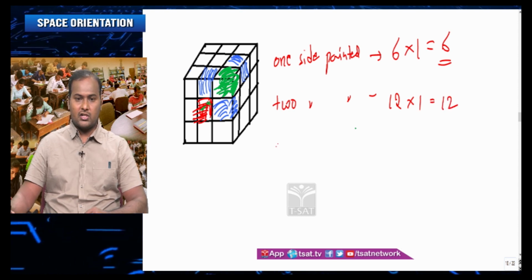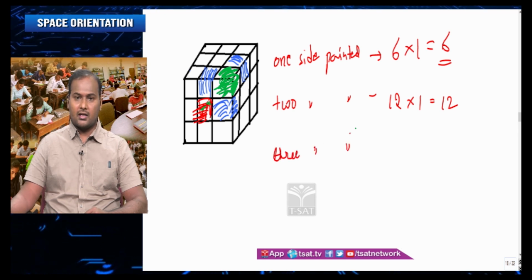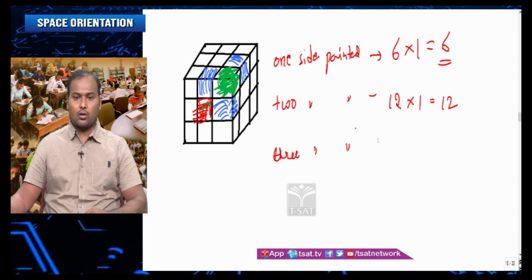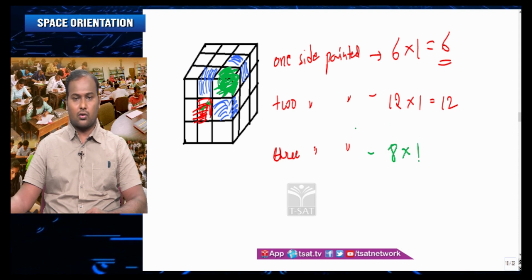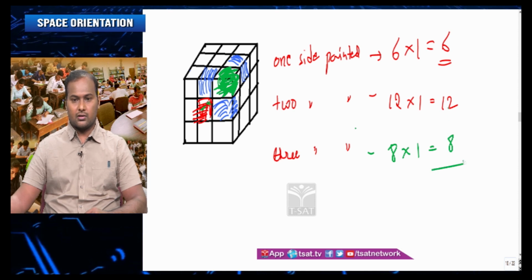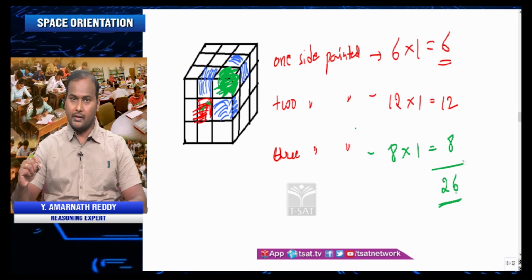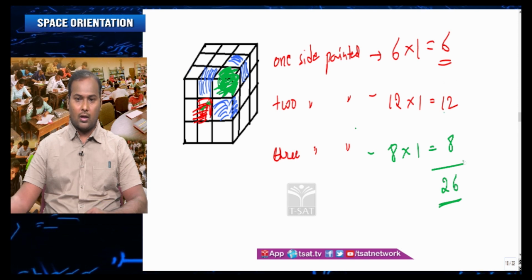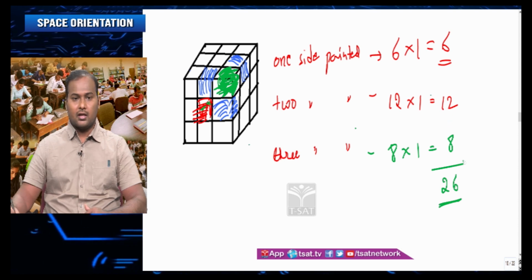The next one is, how many small cubes will have three side painted? I already said that three side paint is always present on the corners. Total how many corners do we have? We have 8 corners, and 1 on each corner. So your answer is 8. And what is the total here? 8 plus 12 plus 6, total 26 are painted. So in this total of 26, 6 are one side paint, 12 are two side paint, and 8 are three side paint.